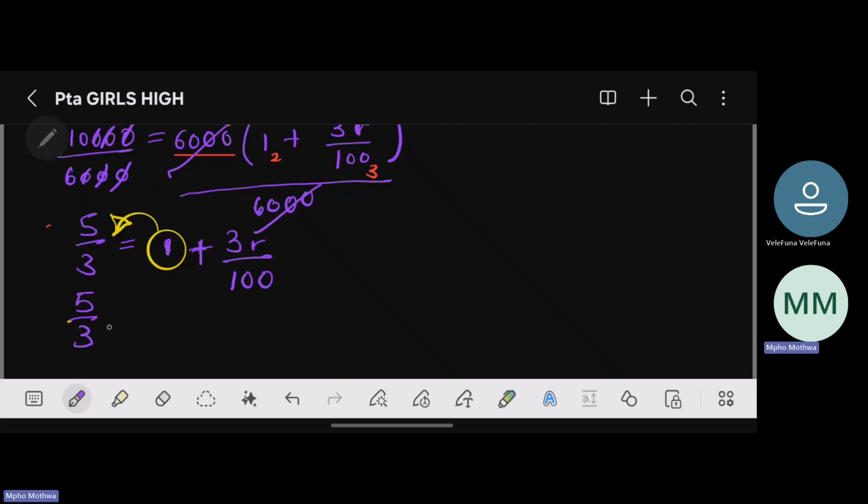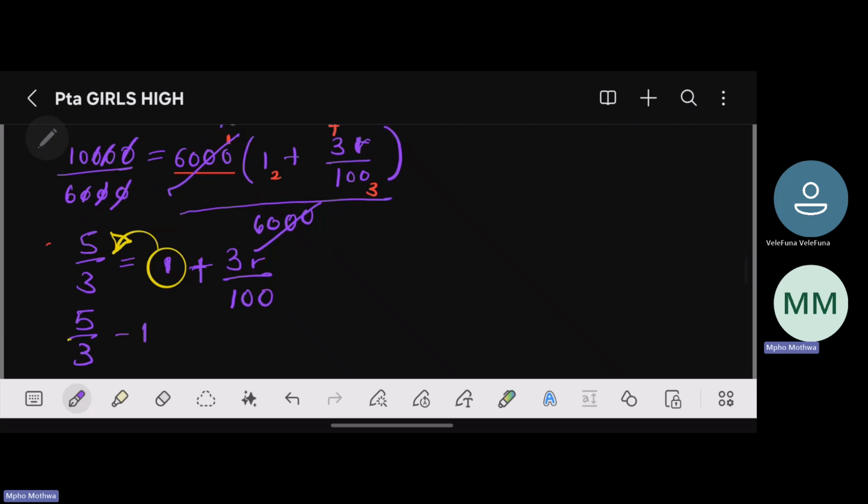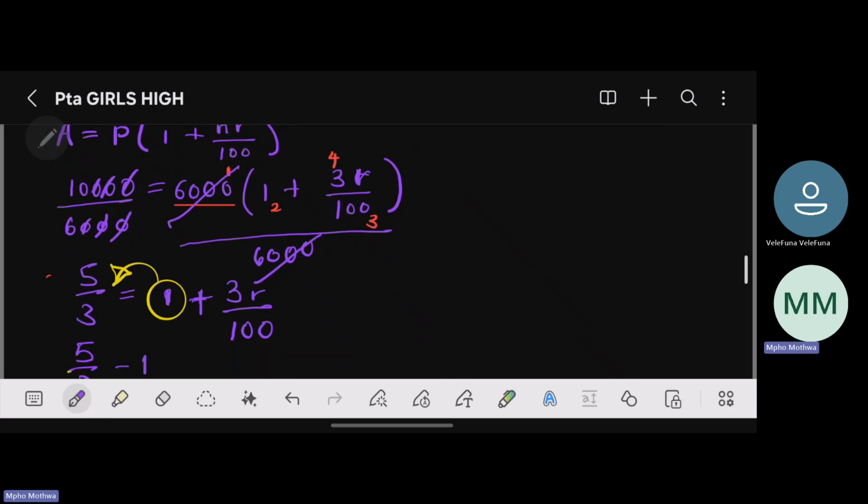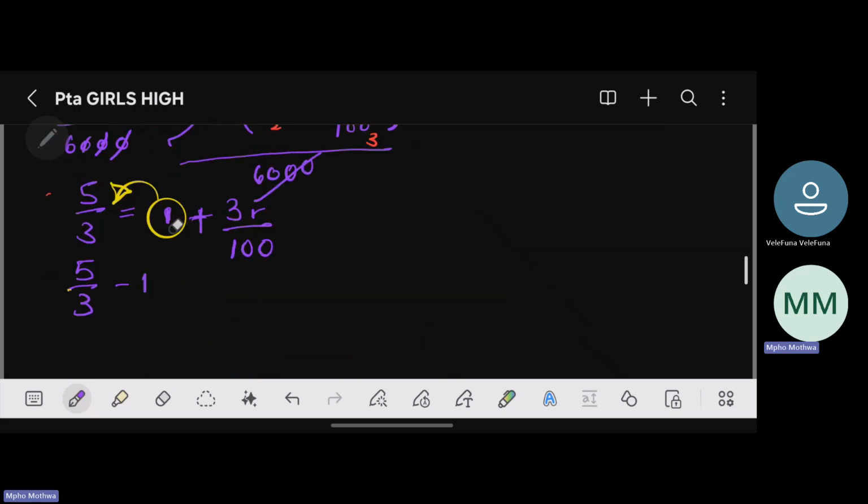So 5 over 3, we took 1 to that side, right? Minus 1. Remember, our aim is to isolate R, so we move things away. And if you have noticed, you must learn how we move them. All of them, we move them differently. If you check, we started by moving 6,000. How did we move that? We divided throughout by 6,000. But this one, we can never remove by division. We remove it by transposition. So we transpose it that side. Then on your left, you're now left with 3R over 100.